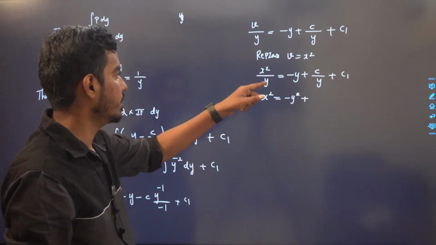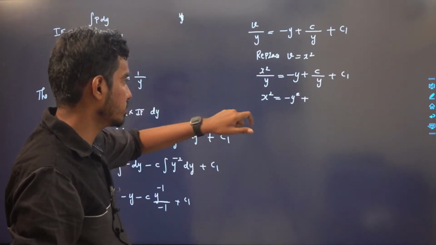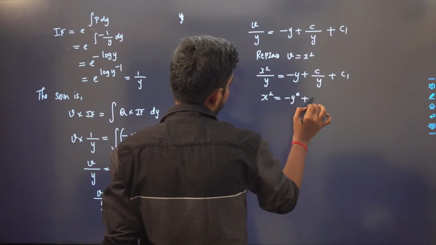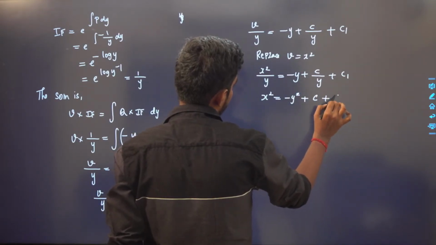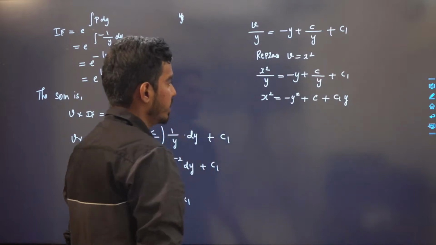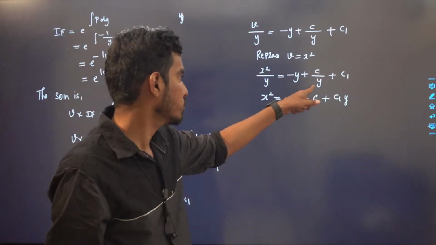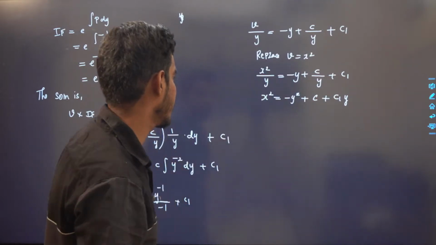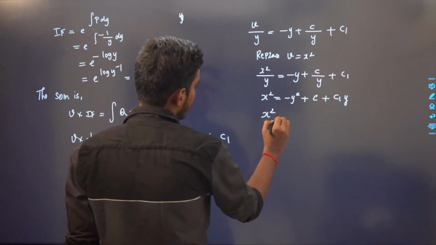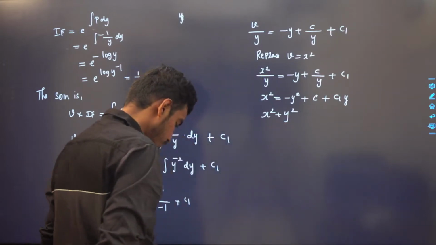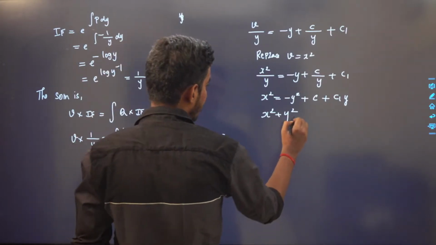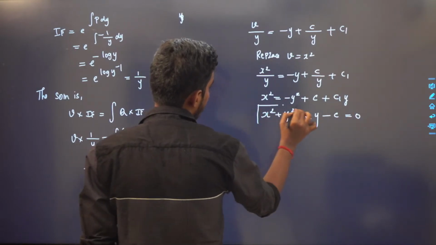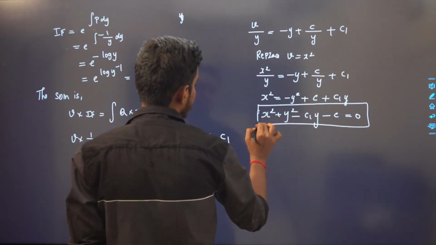We're cross multiplying by y, right? That is, I'm taking LCM by y. So by y plus c plus c1 y, right? I'm just taking LCM here. So y square, y c1, c, y will get cancelled. So x square plus y square minus c1y minus c is equal to 0. This is a required orthogonal trajectory.